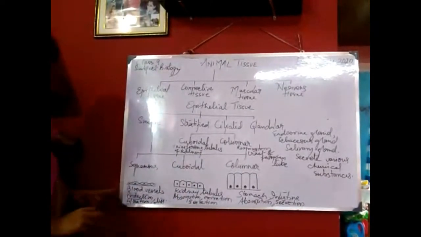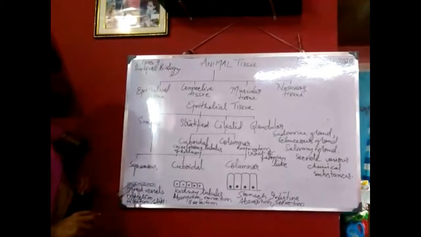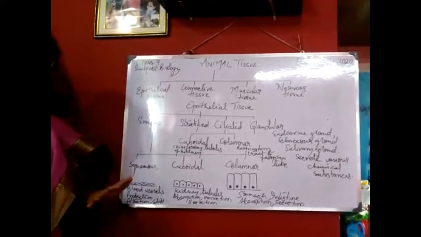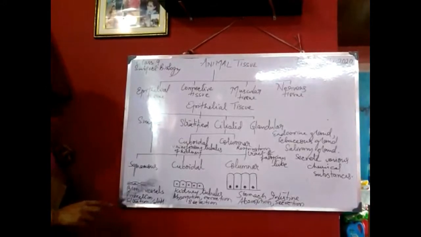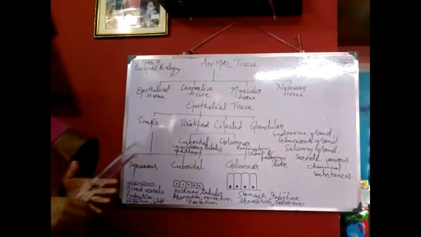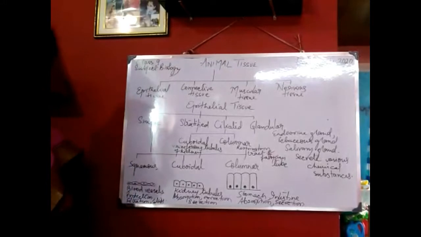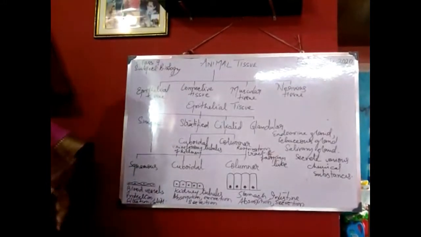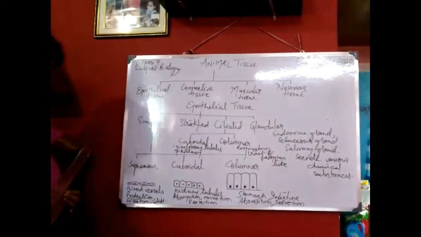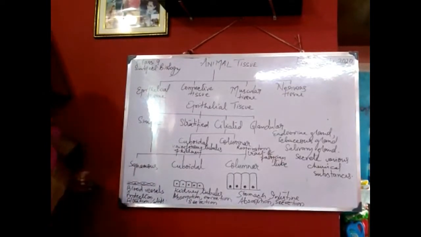You can see the structure of squamous epithelium. These cells are scale-like, plate-like on the surface. Present in the blood vessels, lining of the alveoli, helps in diffusion of gases, then in the blood vessels helps in diffusion of substances from blood to the cells and protection also.